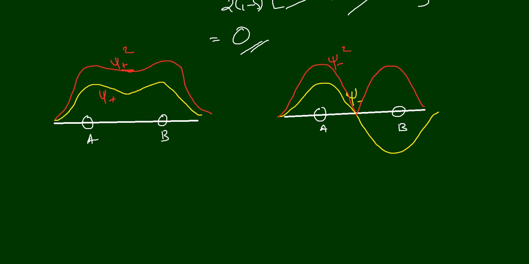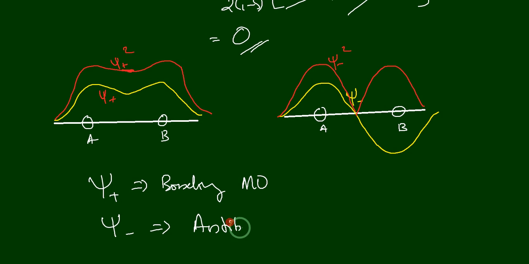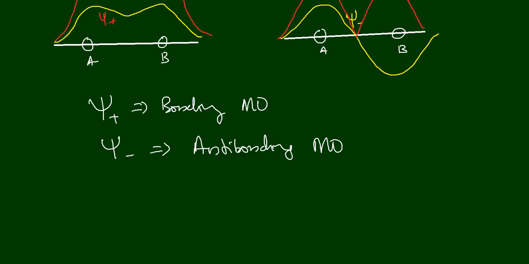So if the electron is occupying the psi plus, then it leads to bonding. So psi plus is called bonding molecular orbital, and if the electron is occupying psi minus, then it leads to an unstable system. Therefore it is called anti-bonding molecular orbital. Okay, so these are the physical meaning of psi plus and psi minus. So an electron can occupy either the bonding molecular orbital, or it can occupy the anti-bonding molecular orbital.